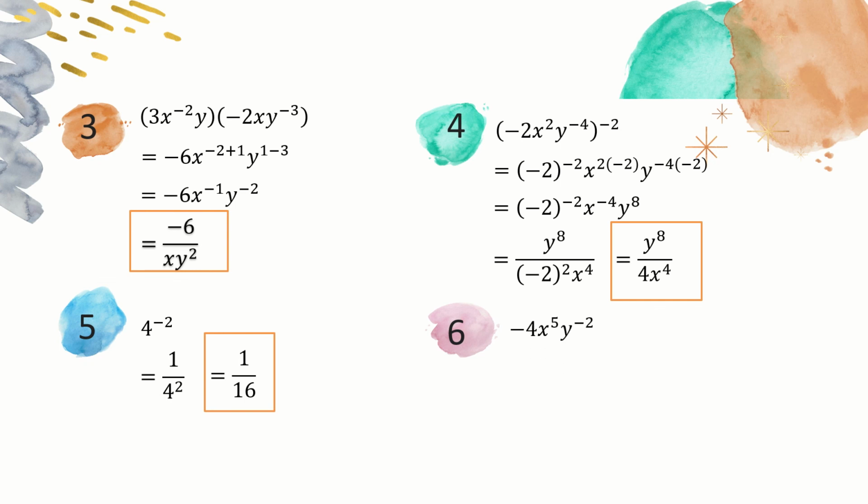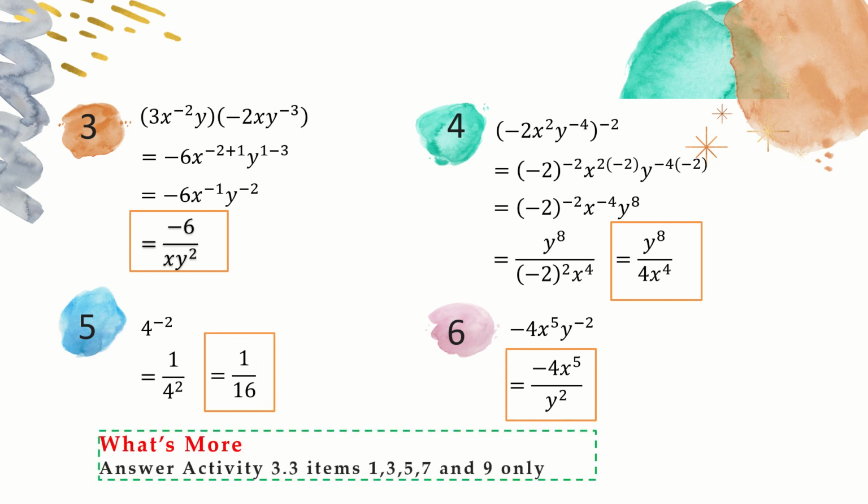Then lastly, number 6. Walay parentheses. So ang exponent sa gawas. So buhaton ani ang variable nga naay negative exponent ra ang ibalhin. So the given is negative 4, x positive 5, y exponent negative 2. So next. So we copy negative 4x positive 5 as an exponent. Okay, positive man ang exponent nga 5 sa x. Then ang y negative 2 gibalhin sa ubos mao nang y positive 2. So what's more? Answer activity 3.3, items 1, 3, 5, 7, and 9 only.